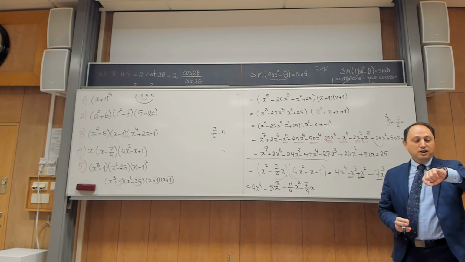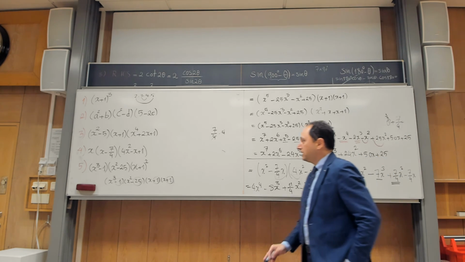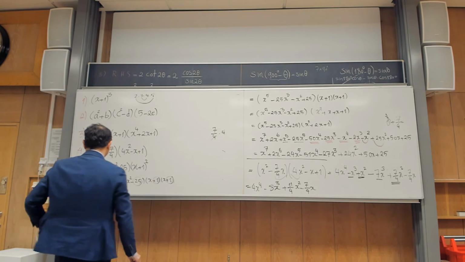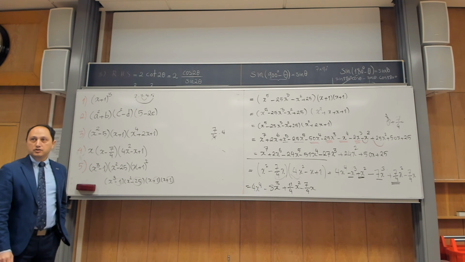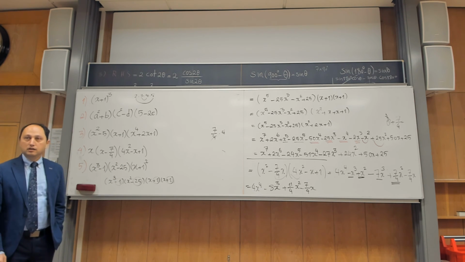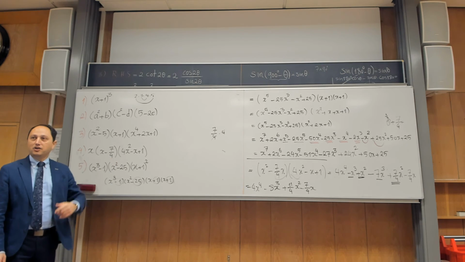Okay, now there is also a trick I want to teach you. If you want to find the constant term, you just put 0 instead of x. That is the same thing. If I put 0 instead of x, I get the constant term.